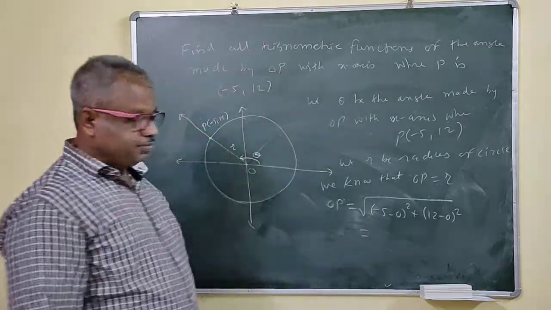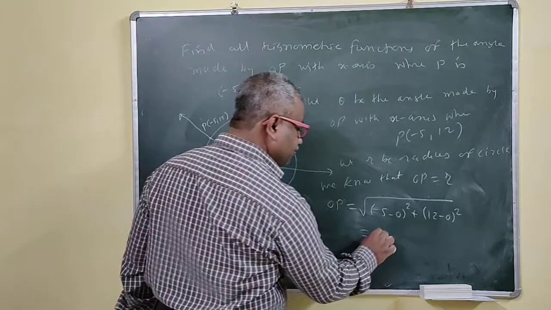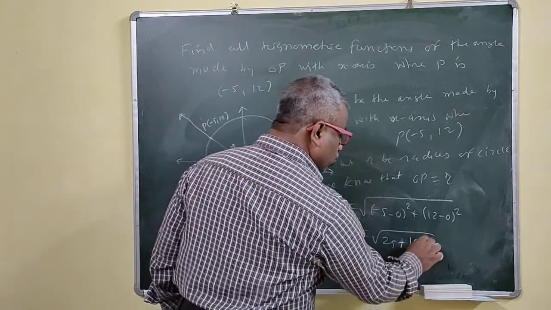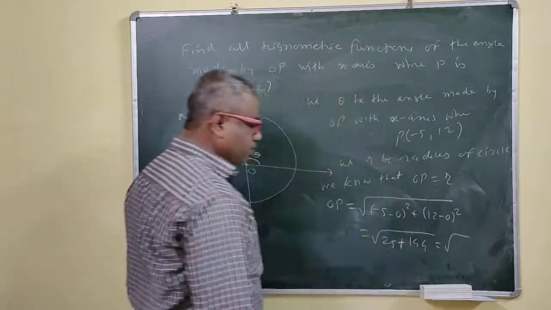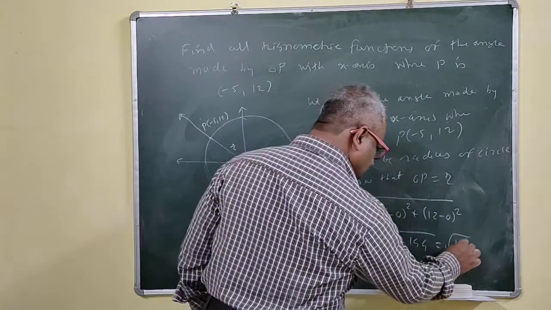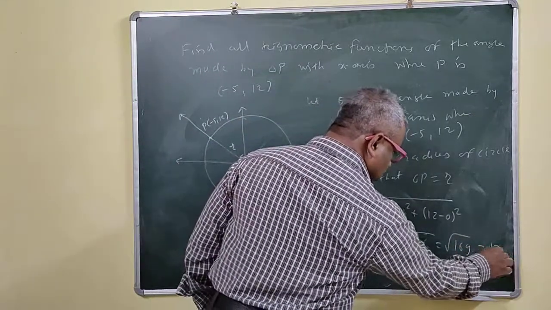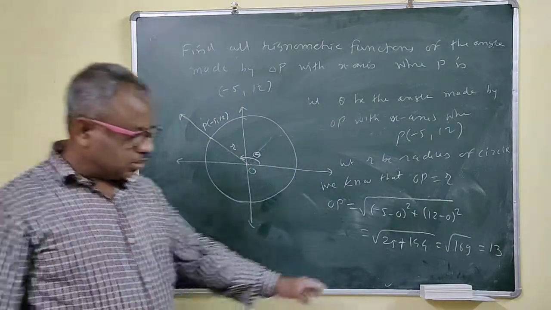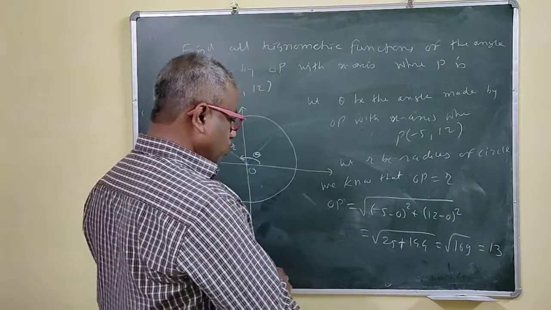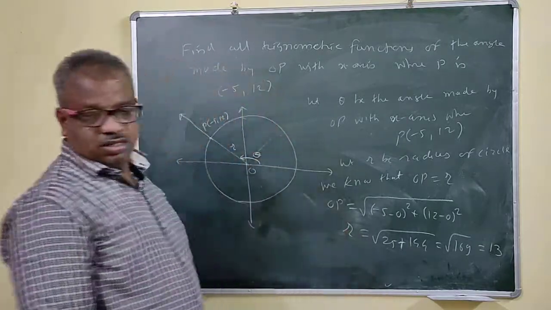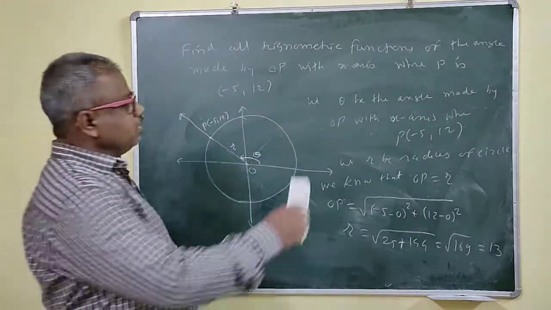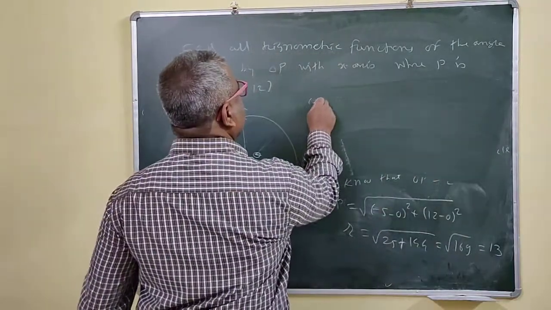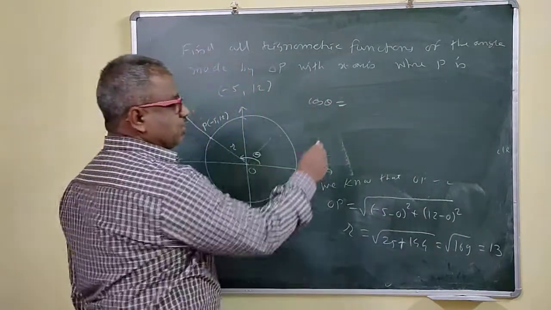5 squared is 25 plus 12 squared, this is 144. So this is root of 169, which is 13. This is 13, right? So R will be 13. Okay, then what is cos theta? Cos theta is x by r.